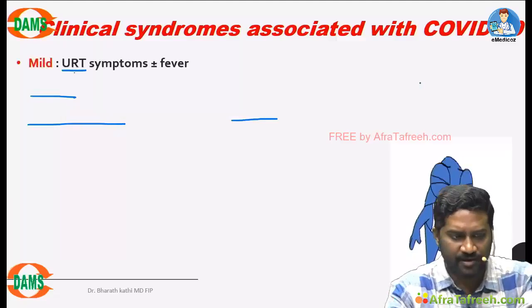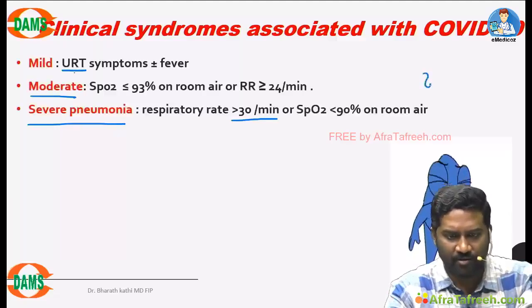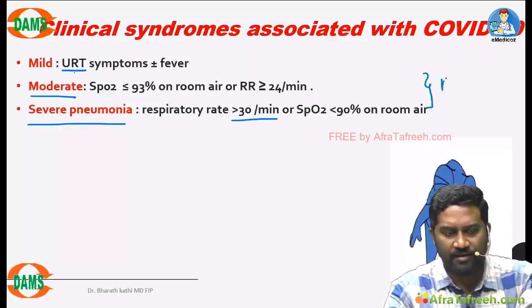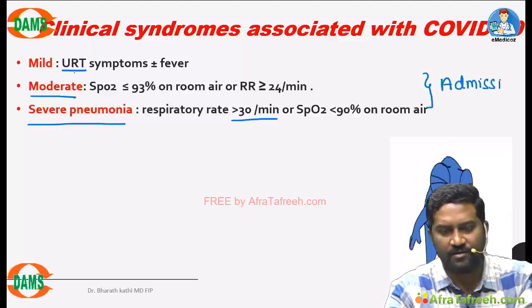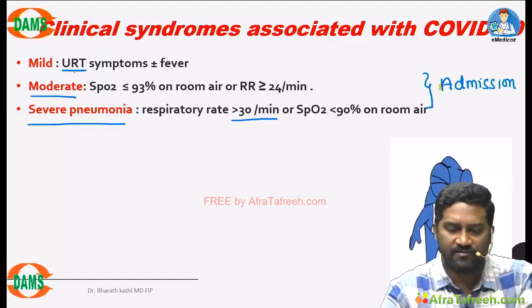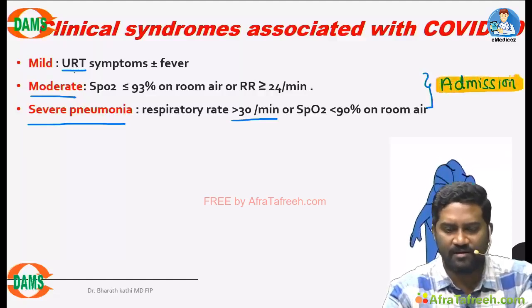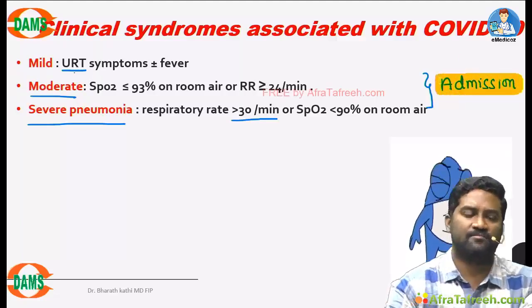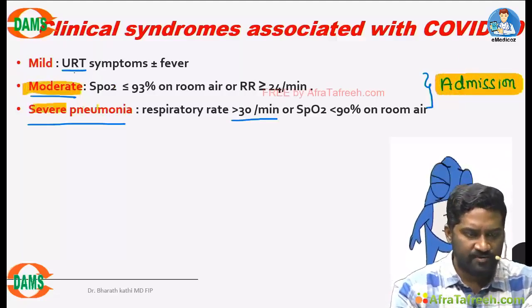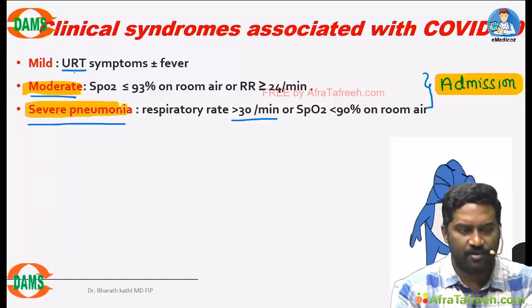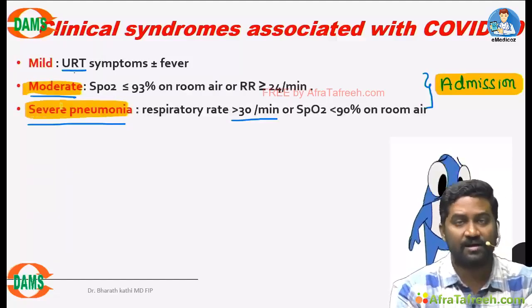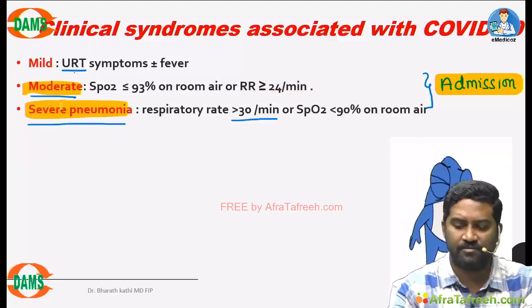Now if you find a patient with any of these features, let it be moderate case or severe case, this requires admission. Oxygenation parameters and respiratory rate parameters requiring admission will be moderate to severe category. Patients belonging to moderate to severe category require admission, students.